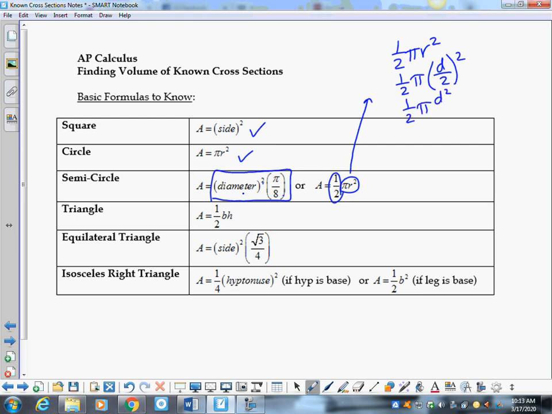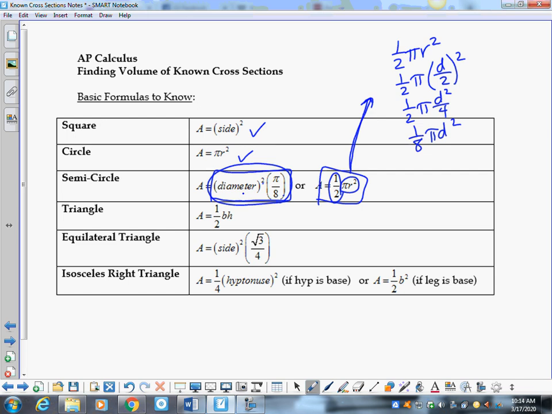So that's d squared over 4, which would be 1/8 pi d squared, which is exactly what this is. So if you can memorize the diameter formula or the area of a semicircle using the diameter, that's great. But if not, you can always take this and derive it. That's fine too. A triangle is 1/2 base times height. An equilateral triangle, where all the sides are the same, is side squared times root 3 over 4.